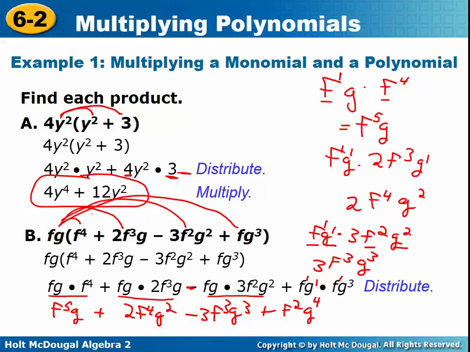Now, the only last thing to check is that none of these have the exact same exponents on the same variables, but we don't have any. f to the 5th, there's no other f to the 5th. f to the 4th, no other f to the 4th. So, yep, there's none that are the same. So this is our answer, as long and complex as it looks. That is our product after we multiplied.